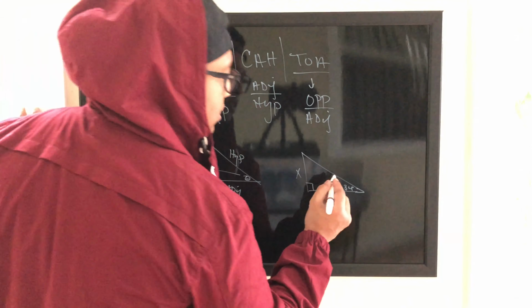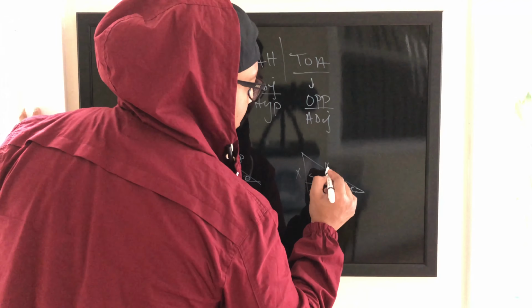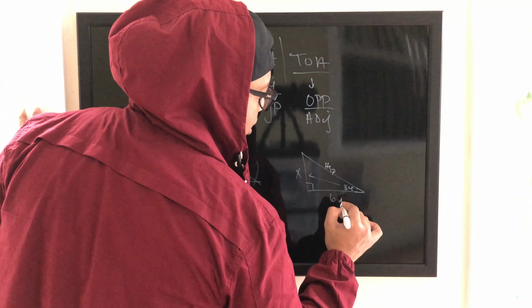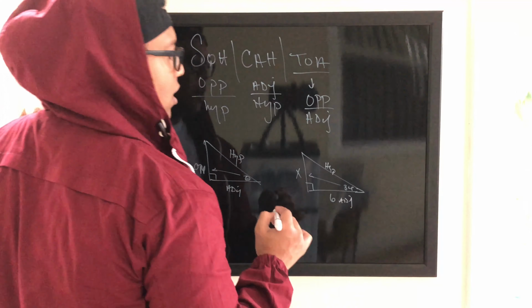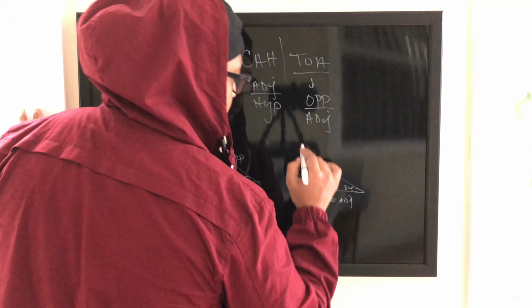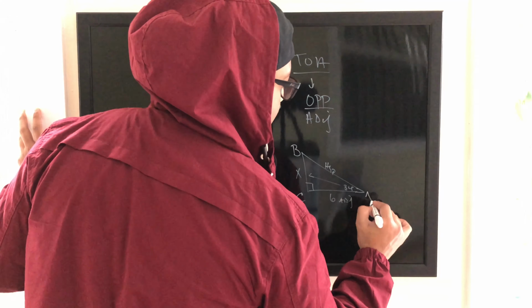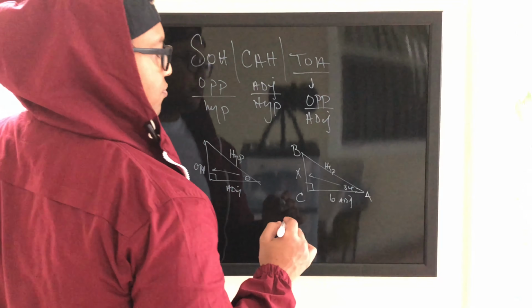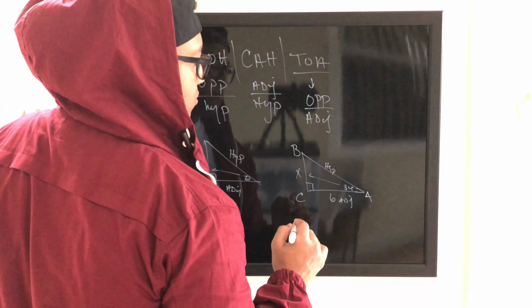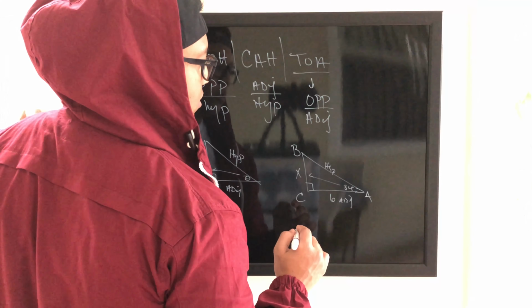So we know this is the opposite, this is the hypotenuse, and this is your adjacent side. So this is capital C, capital B, capital A. All right, so, wait, that was wrong.